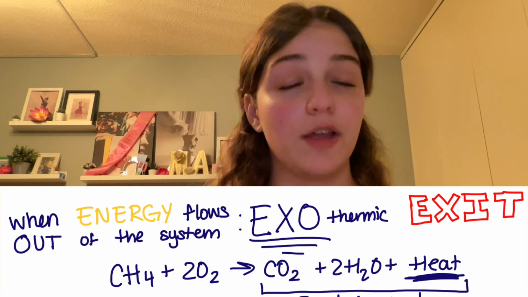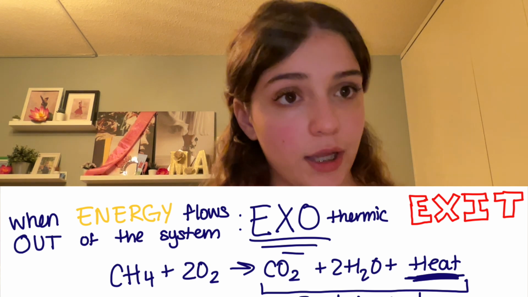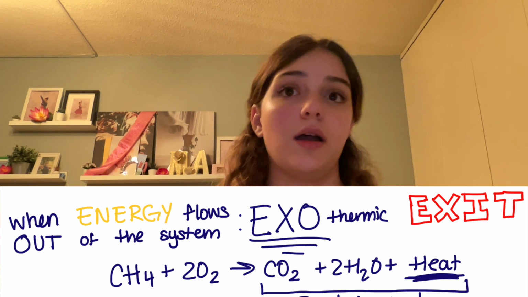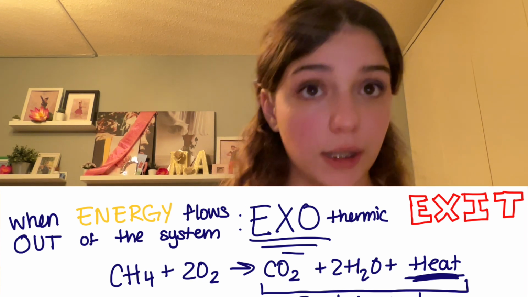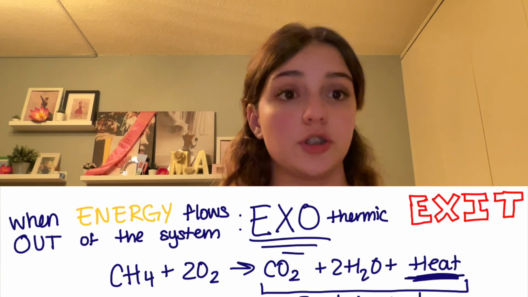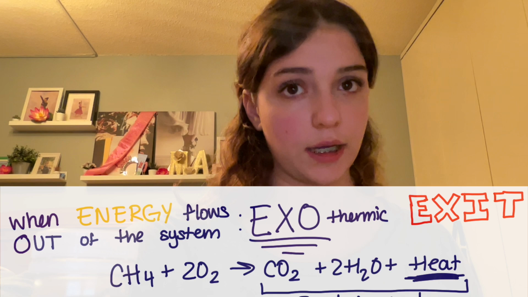And here we have a formula that demonstrates an exothermic reaction, where methane plus 2 O2 creates carbon dioxide and 2 moles of water plus heat. In this reaction, the bonds in the product side are stronger because heat is in the product side.